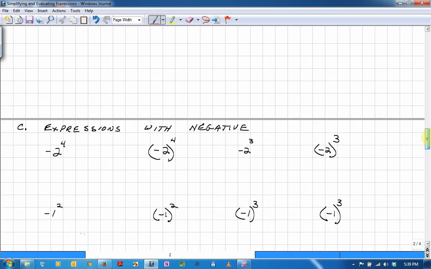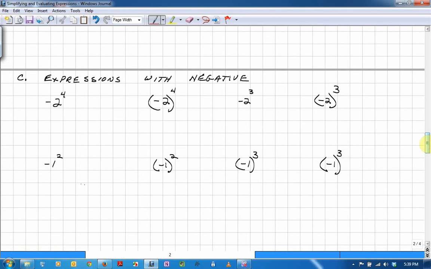Okay, here's a few more things to think about. If I have a negative in front of a number or a variable, it is not going to get the power that's on that expression unless it's in parentheses. So for example, on this problem here, this says to take 2 to the 4th power first, because we do exponents before we do any sort of addition or subtraction. So 2 to the 4th power is 16, then I add the negative. This is a negative 16.